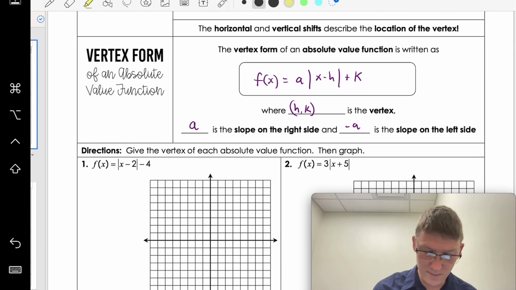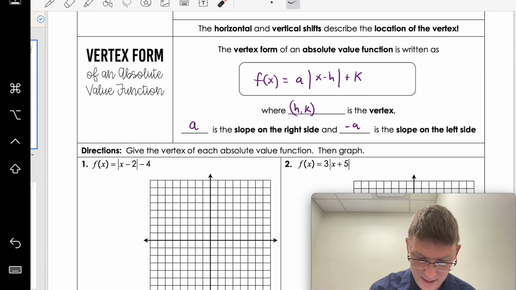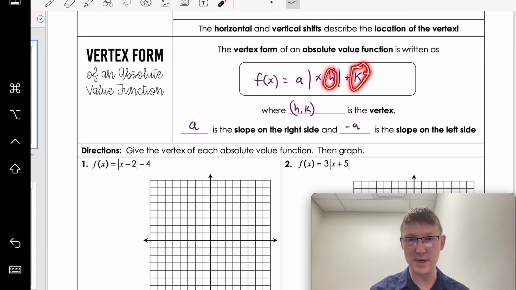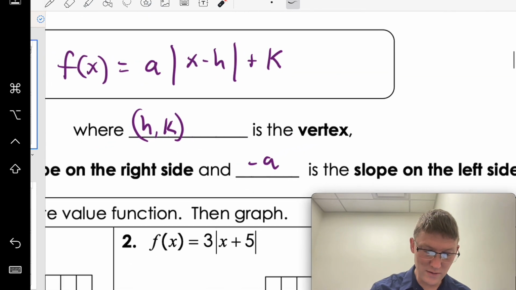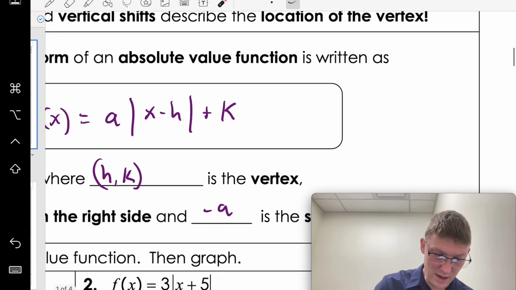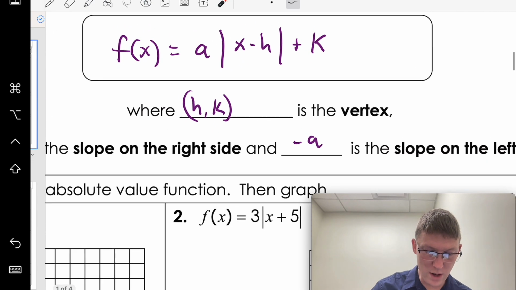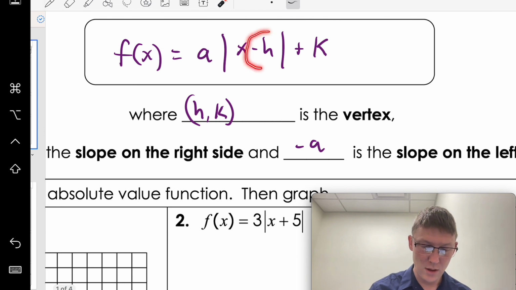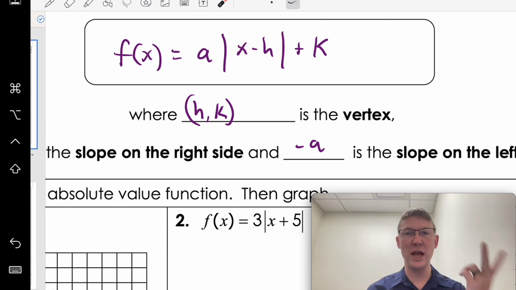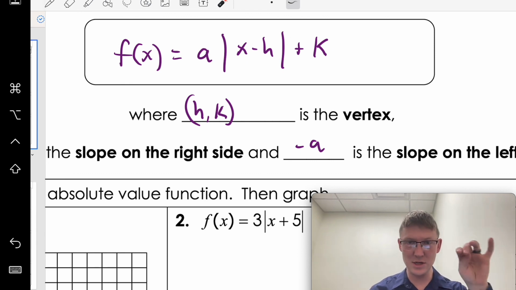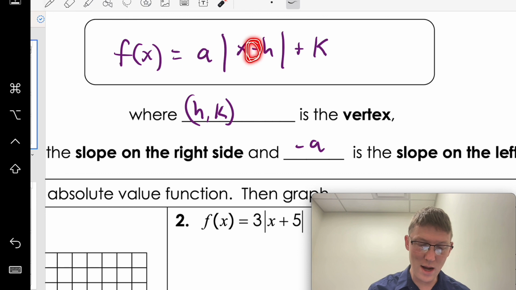So we've got our h and our k. That tells us our vertex. Now, something to note, there is a minus sign on the inside of here. So that means that when we look at the vertex, our h number is going to change sign. We'll see that in the examples, but I just want to bring that to your attention right now, that there is a negative sign right here that is going to change the sign of our h value.